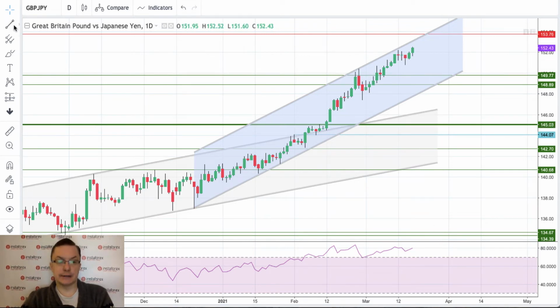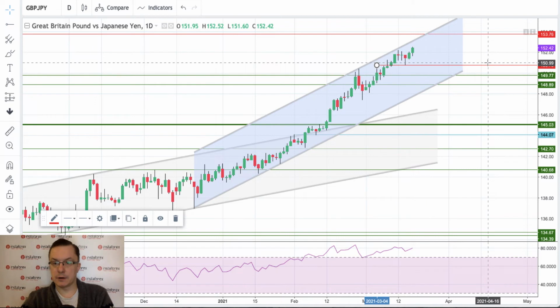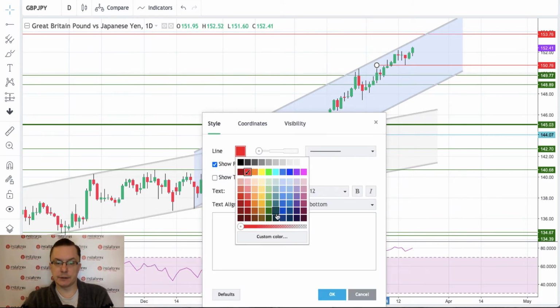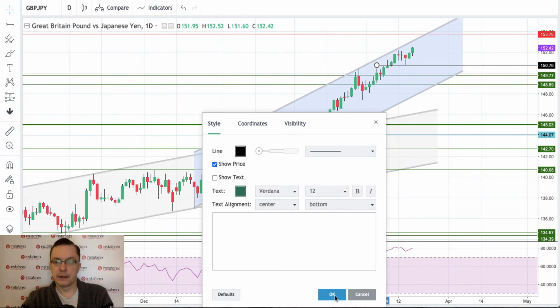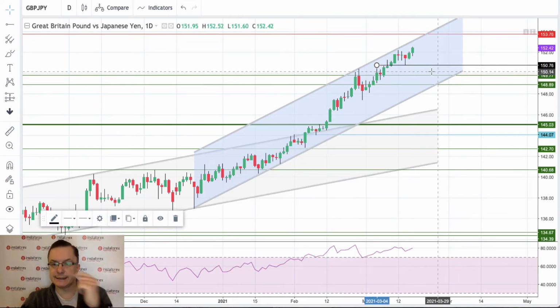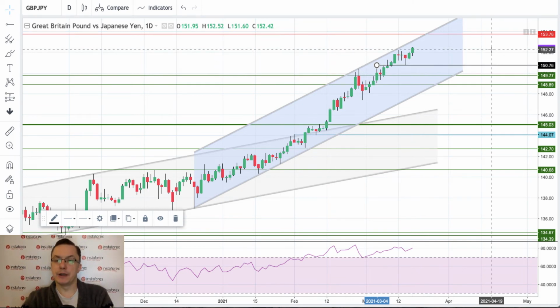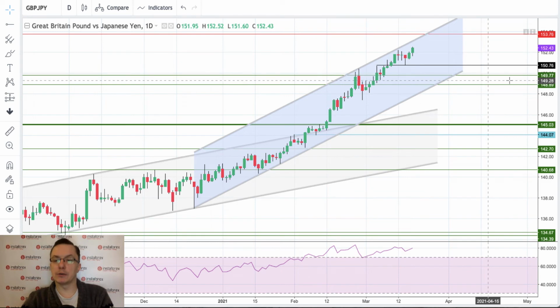The intraday technical support for the British pound to Japanese yen is located somewhere around this level, or to be more precise, this level, and that would be the black line. Okay, so 150.76 is the technical support. If this level holds as support, we have a first confirmation the market wants to go lower towards 149.77 and 148.89. So please keep an eye on the current developments.